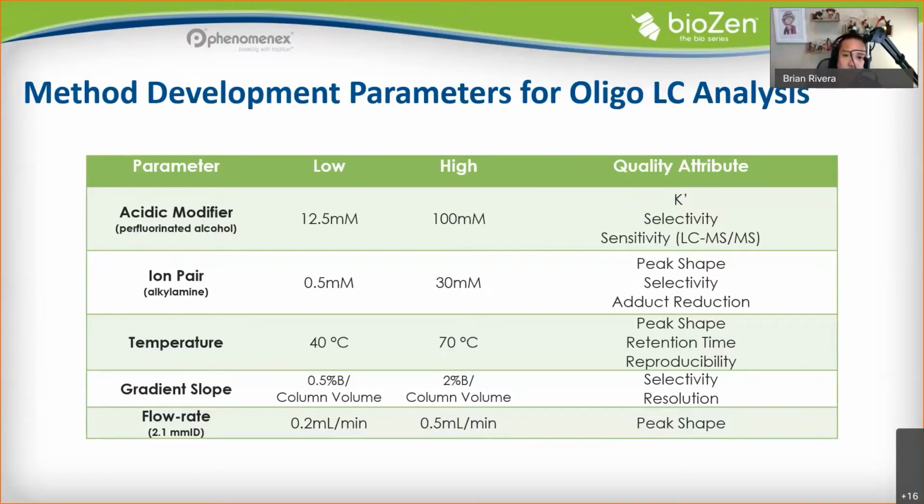And so, at least for today's presentation, we'll mainly focus on some modulation to the mobile phase, but we'll also touch on temperature, and gradient slope and flow rate, which are two interrelated method parameters that one can adjust to get the most out of their separation.